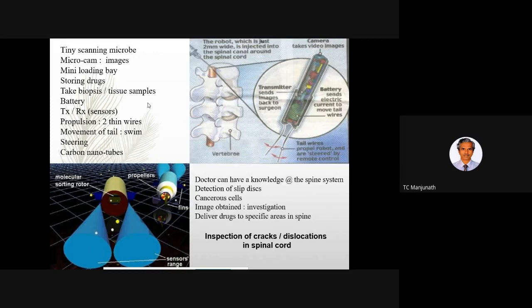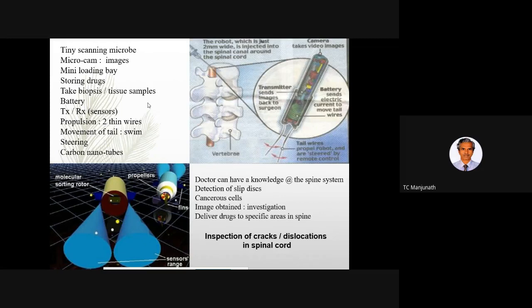See, normally, if there is a slip disk, if there is a break at any one of the levels, you take an MRI scan. Once you take an MRI scan, you can come to know where the slip disk has taken place. But that is taken from a distant end, from a camera at a particular distance, say 1 meter or 2 meters from the MRI device.